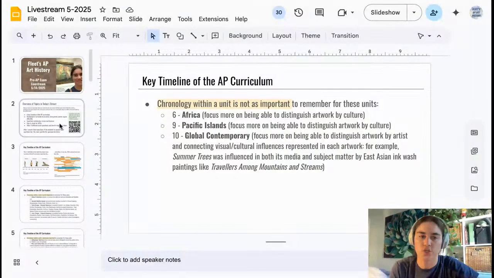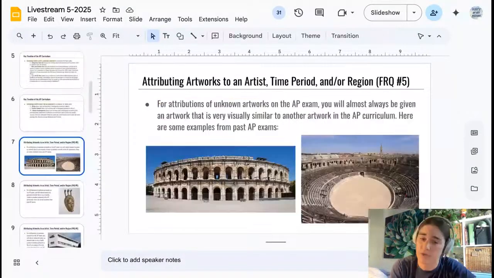So, were there any questions regarding timelines? Doesn't look like it. Alrighty. All right.